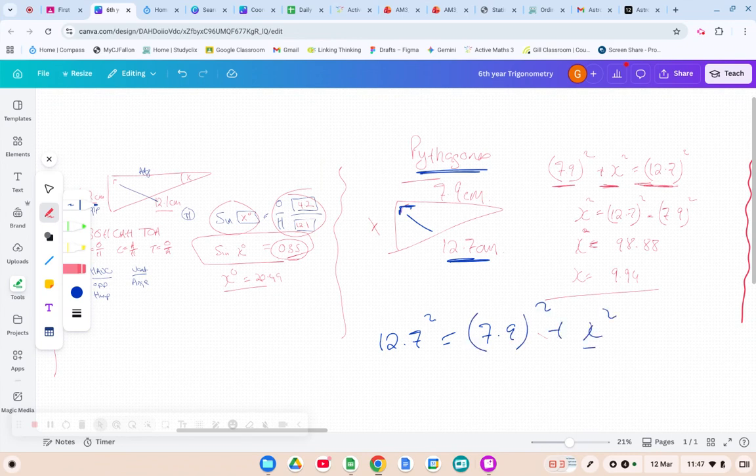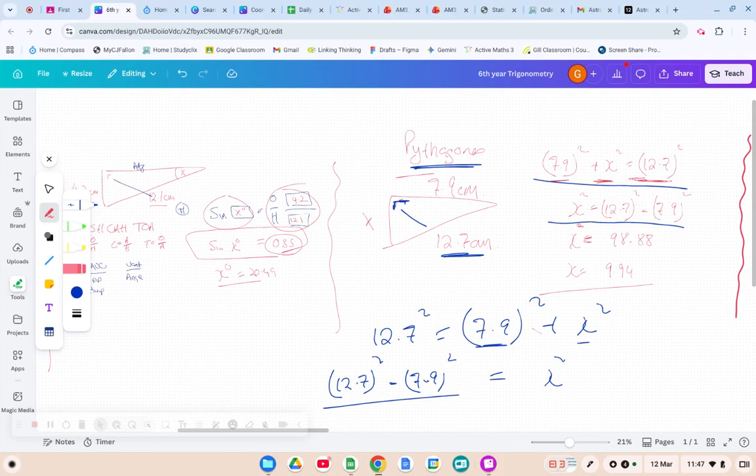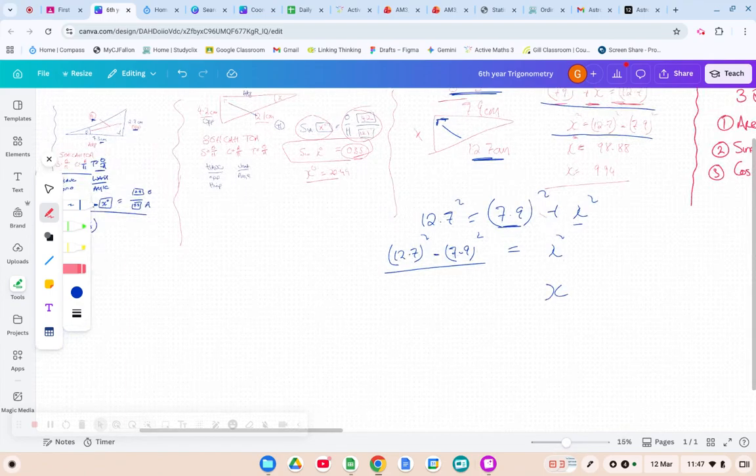That's what we've done up here. To finish it out then, x squared is equal to 12.7 squared minus 7.9 squared, because that comes over with a minus. And get the square root of your answer. We get x squared is equal to 98.88. The square root of 98.88 is equal to x, and that works out at 9.94. Check that in your calculator.